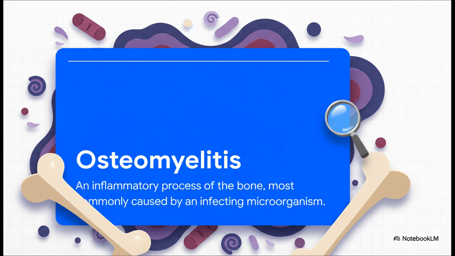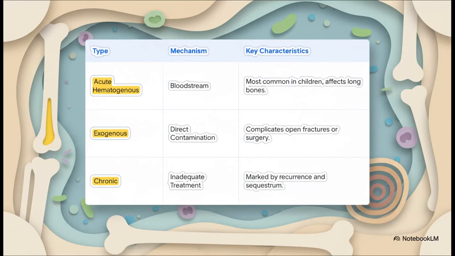To really get a handle on this, you've got to think like a detective. How did it get there? How long has it been there? Where is it located? Because classifying it is the key to figuring out the right plan of attack. Think of this table as your field guide to osteo. You've got three main ways this can happen.